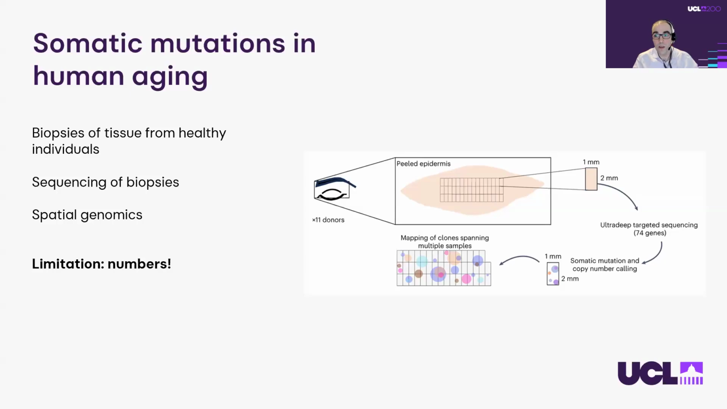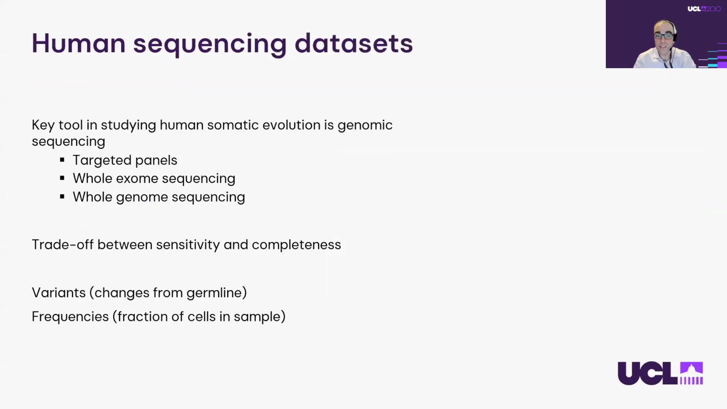Now, a key thing to bear in mind here is that though this is very powerful, giving us a detailed picture of individual people, there are very few people typically in these studies. And that's a major limitation, considering, of course, these are people, they're not controlled in any way, and they have a variety of different lifestyles and features. The data sets these generate are sequencing data sets.